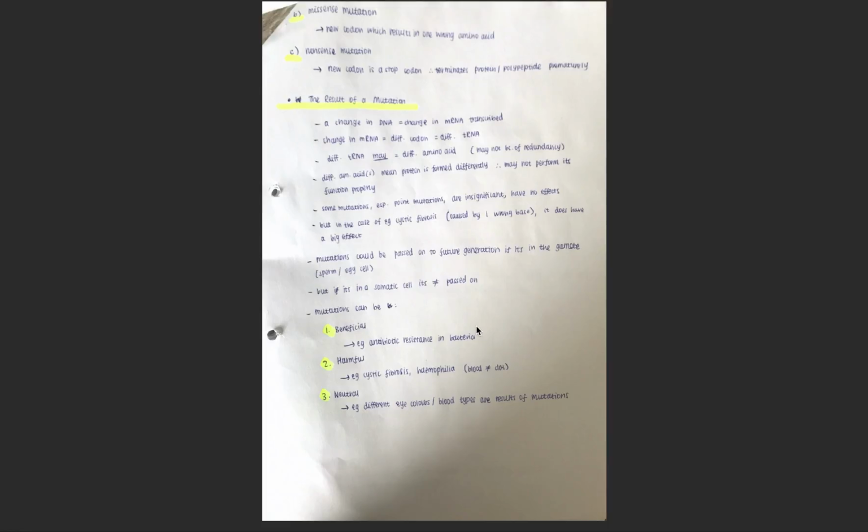Mutations can obviously also be harmful, such as what we spoke about, cystic fibrosis, hemophilia, Down syndrome. There's loads of harmful mutations. And there can also be neutral mutations, such as different eye colors or blood types that came from mutations.